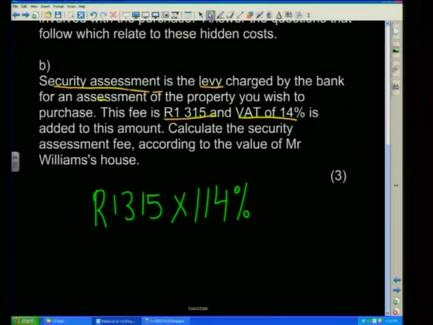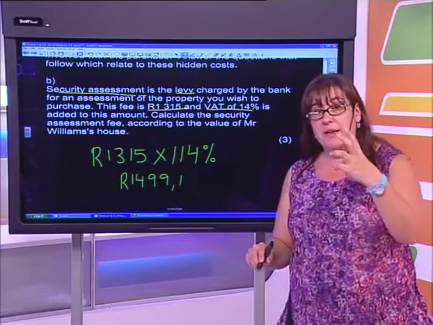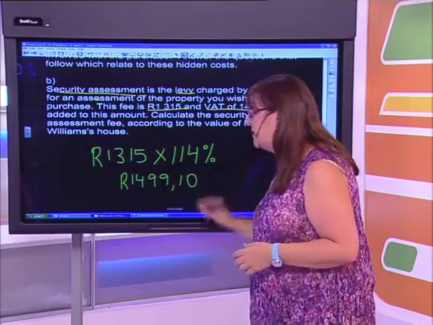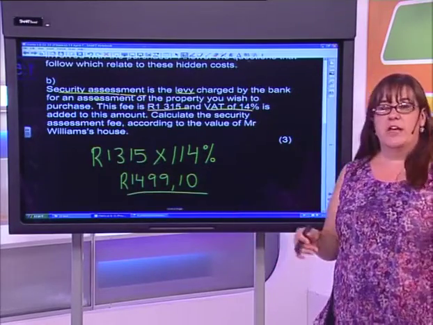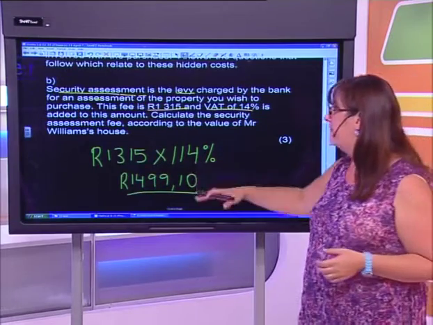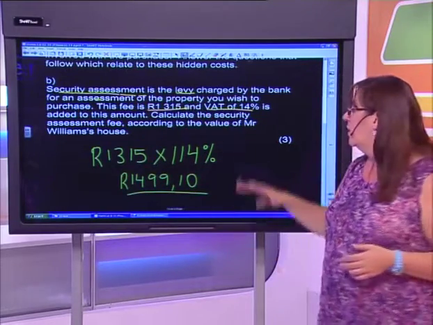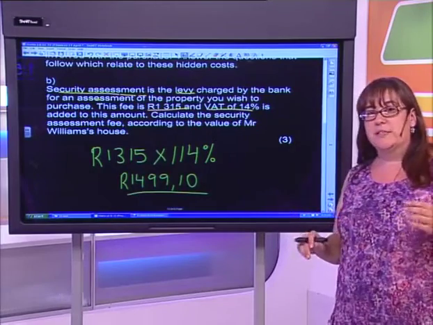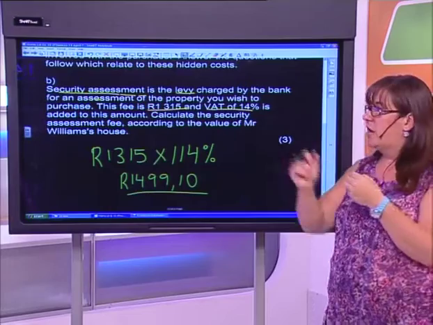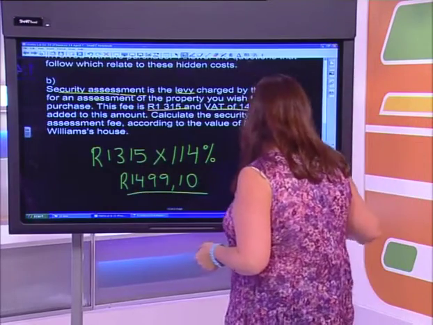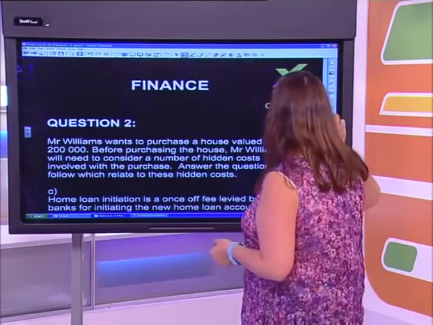1,499.1. So we can quickly discuss that. The answer was 1,499.1. And remember, we're dealing with money, and money needs to be 2 decimal places, so you must add your 0. So he pays nearly 1,500 Rand for the assessment levy. Hey, don't forget 2 decimal places. So there are little things along the way that you've got to bear in mind and just keep track of. So let's see what his next hidden fee is.